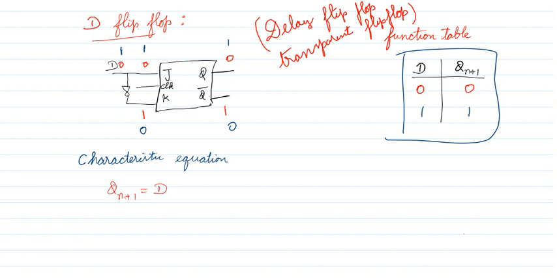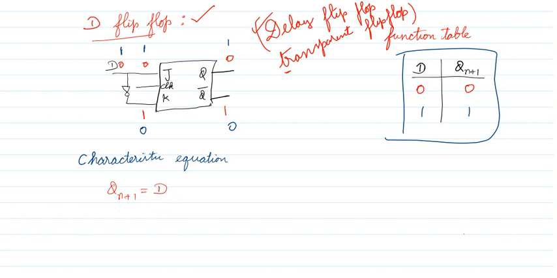T flip-flop is your toggle flip-flop. I have written that, right? So don't confuse it: T stands for toggle, and the transparent flip-flop is the same as the D flip-flop, also called the delay flip-flop. Now what about the characteristic equation? It is very straightforward. Next state output is equal to present input D. This is the characteristic equation.